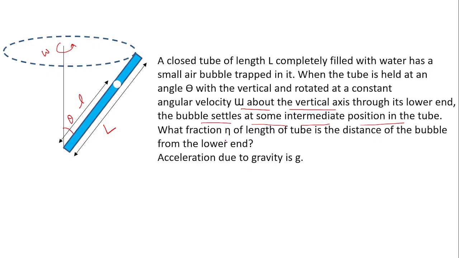So the question is, what fraction of the length of the tube is the distance of the bubble from the lower end? This is our question. So we have to find the value of eta, which is small l upon L. This we have to find. So let us see what are the basic concepts involved in the question.